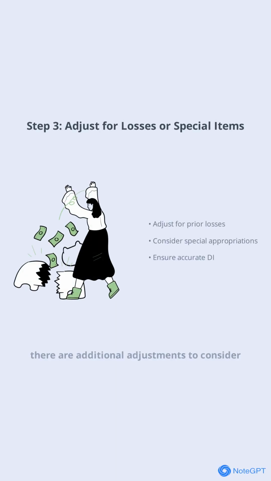Sometimes there are additional adjustments to consider. Losses carried forward from previous years can reduce the divisible income. Similarly, special appropriations like approved donations may also be deducted. These adjustments ensure that only the true distributable profit is shared among partners. It's important to review the partnership's history and any special items before finalizing the DI calculation.